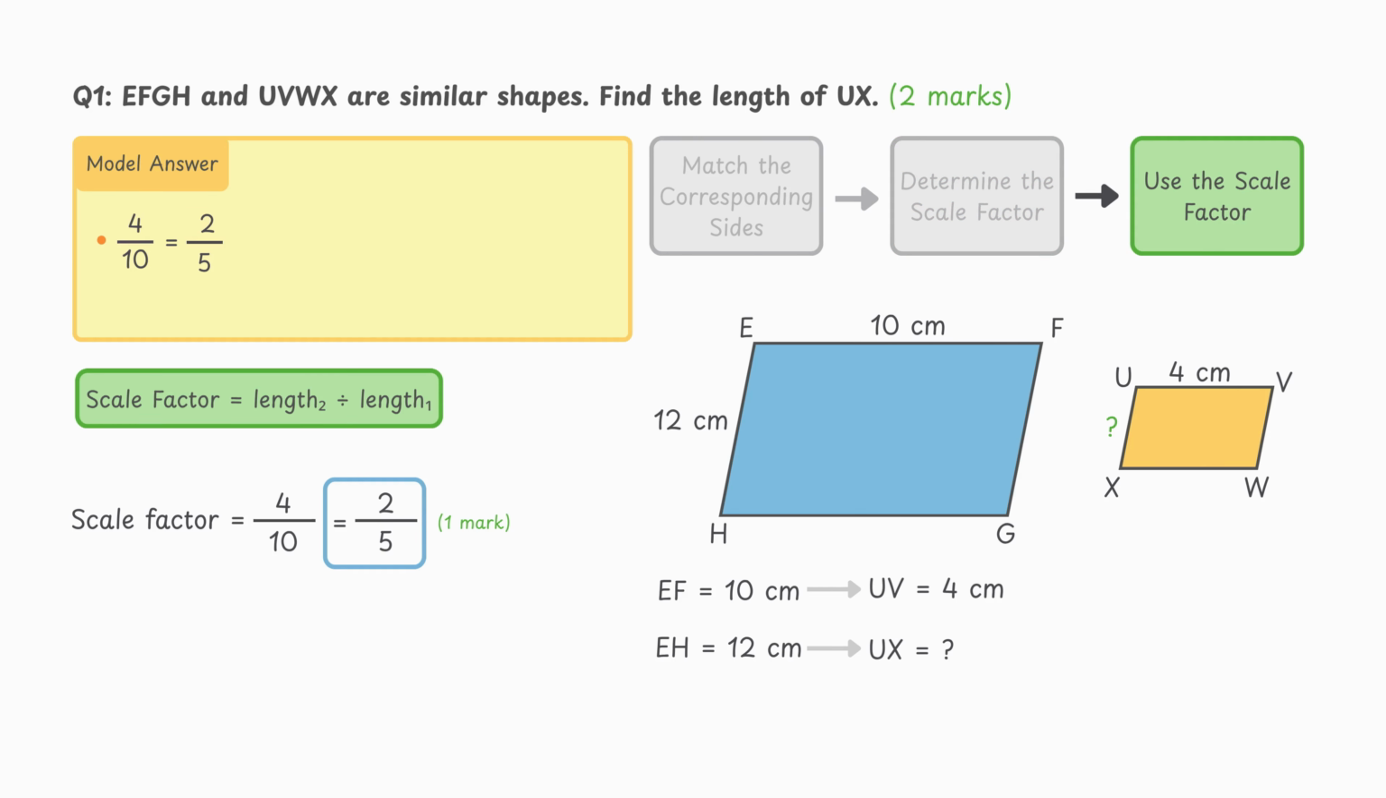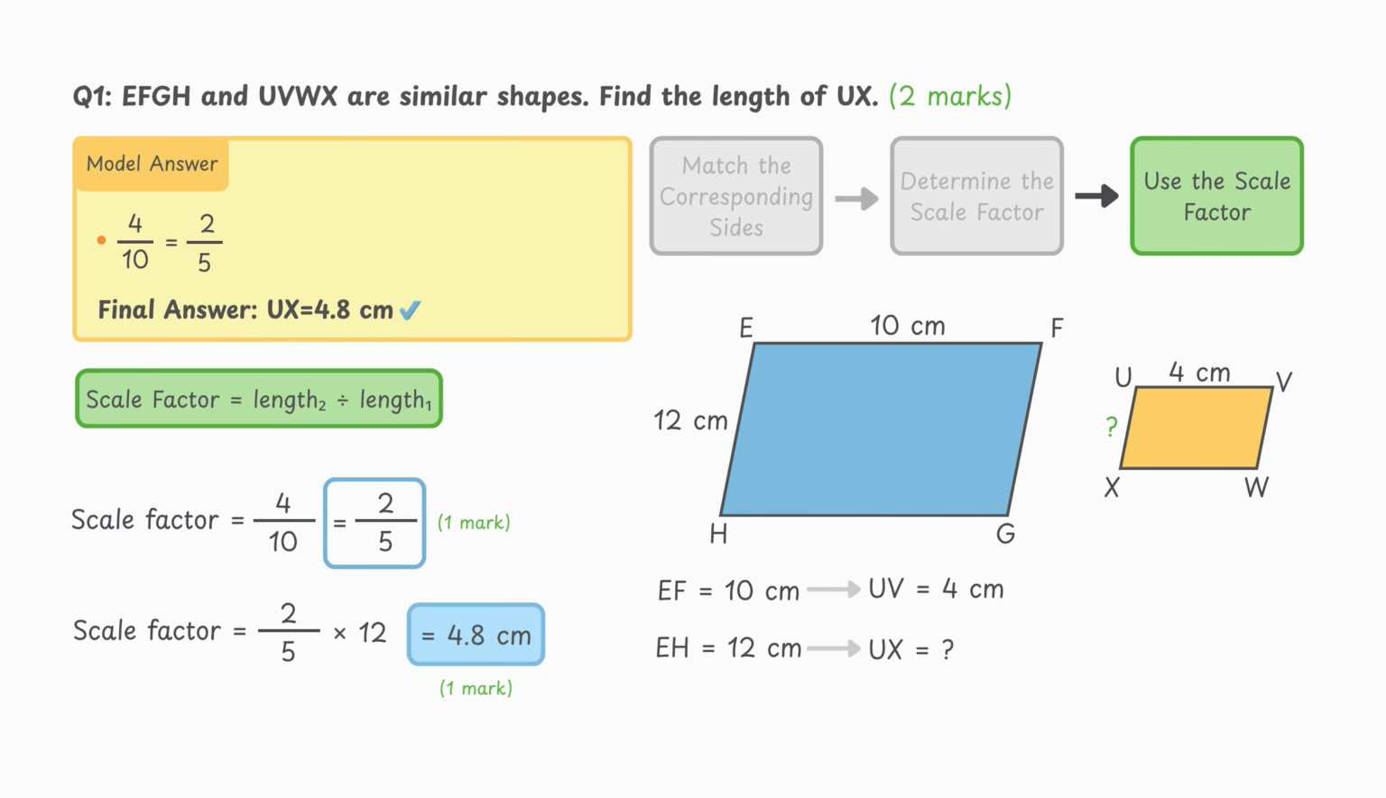We know that we multiply when scaling from the first shape to the second. The corresponding side on the large shape is EH, which measures 12 centimeters. Multiply 2/5 by 12, so the missing side UX is 4.8 centimeters. And that is the final answer.